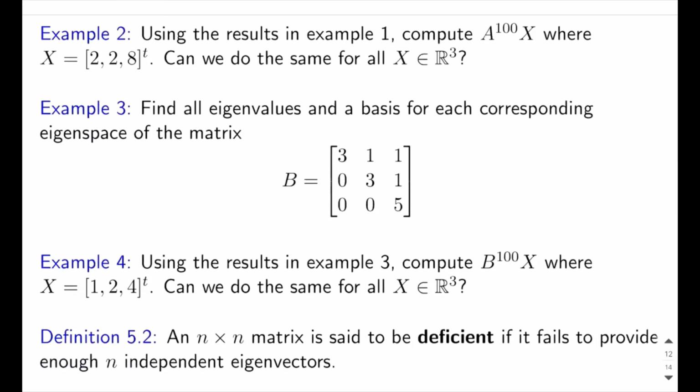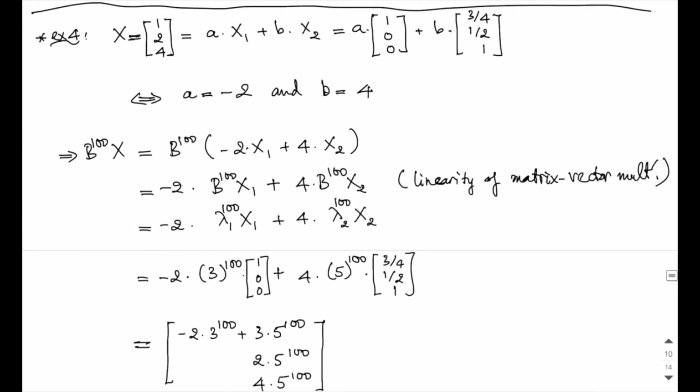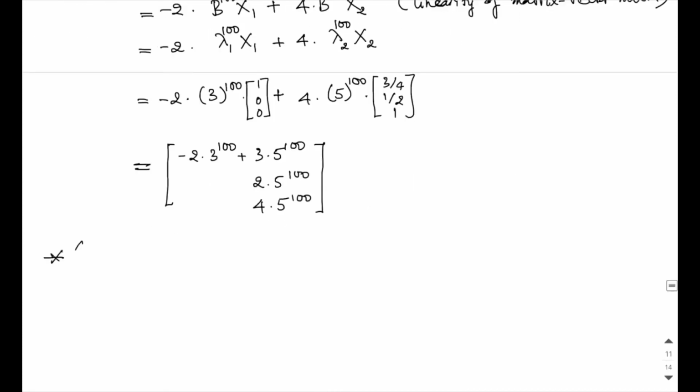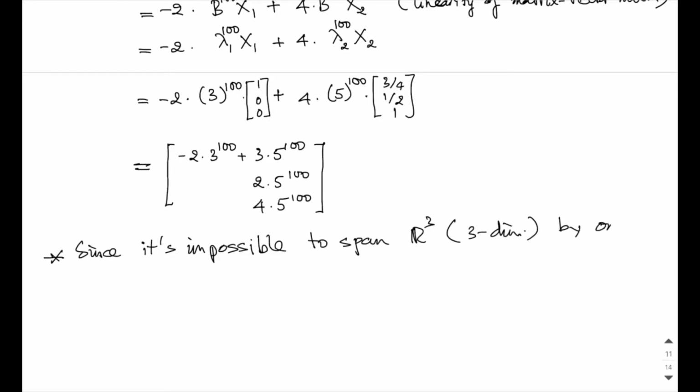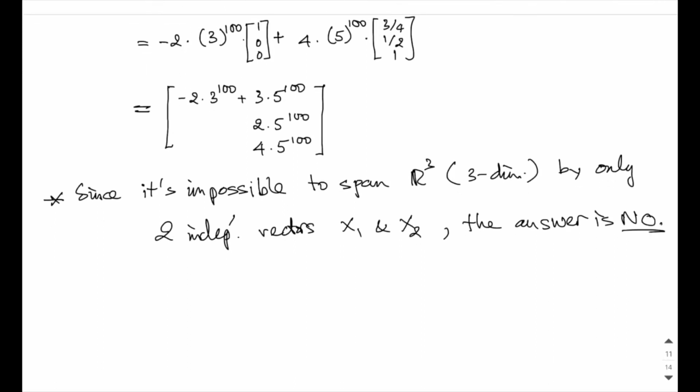Now the question is, can we do the same for all x in R3? We immediately realize that this can be a trouble. It is unlike in example number 2, because in example number 2, we were able to find 3 independent vectors so they can span the whole R3. Now we only have 2 vectors. How can we span a 3-dimensional vector space? That's impossible. So since it is impossible to span 3-dimensional R3 by only 2 independent vectors, x1 and x2, the answer is no, because there would be some vector x that you will never be able to express as a linear combination of x1 and x2.